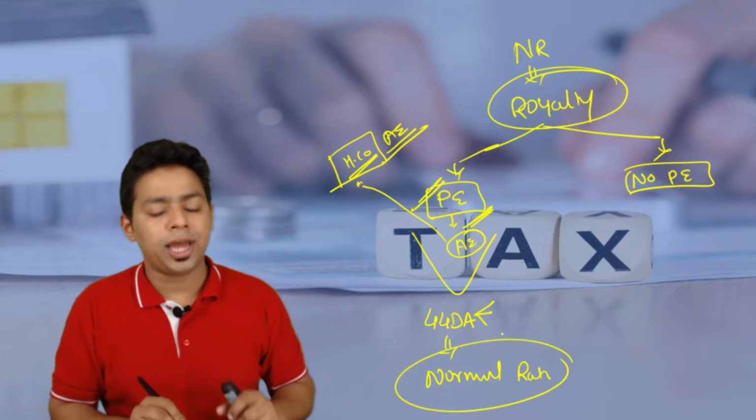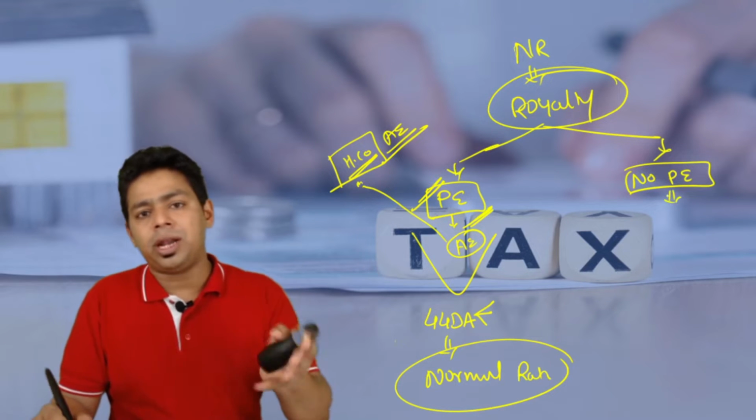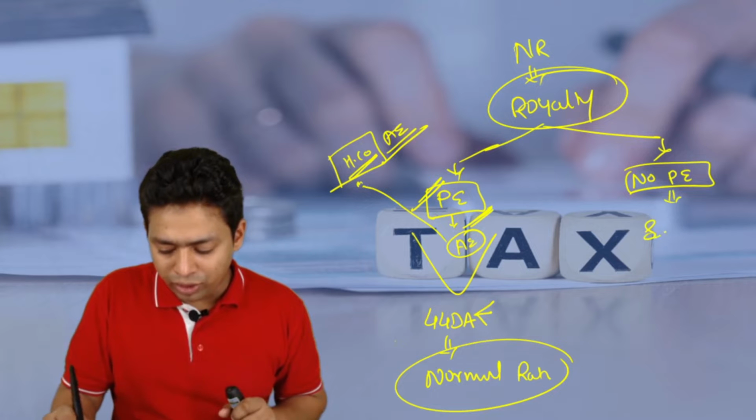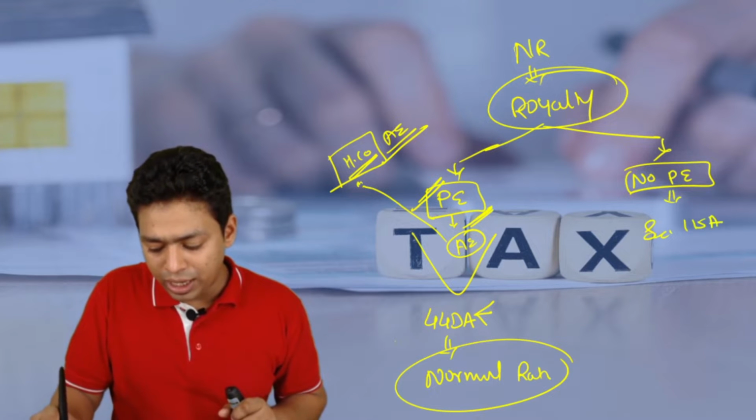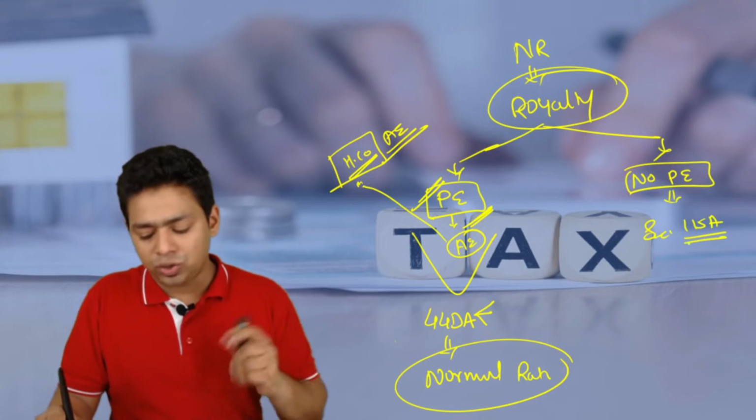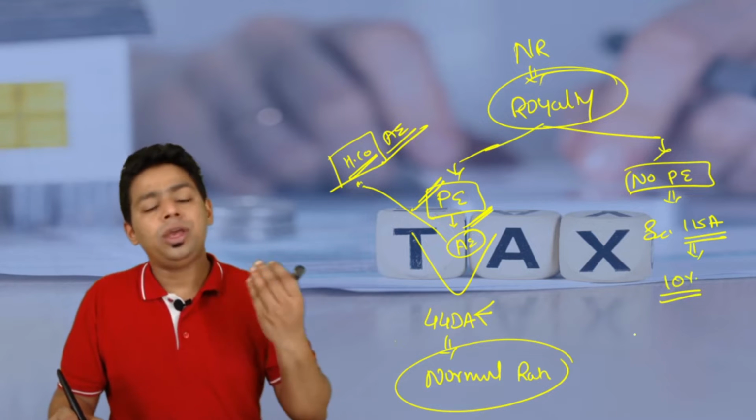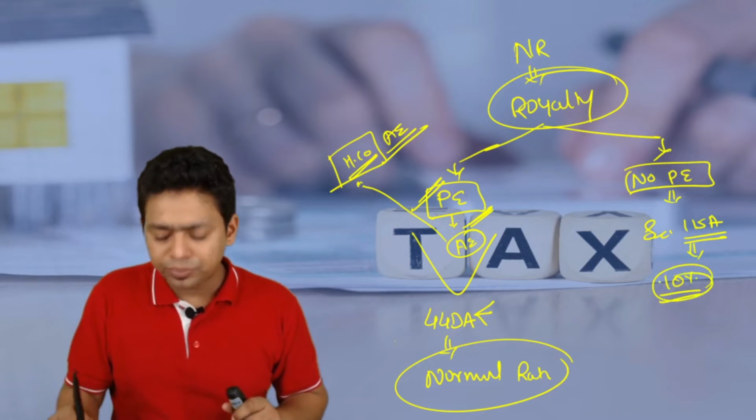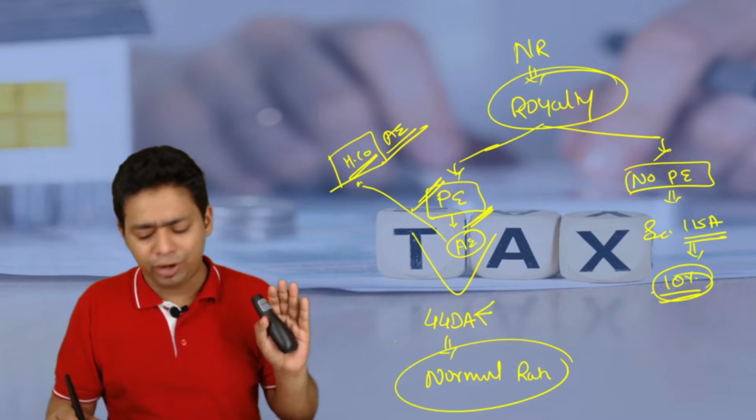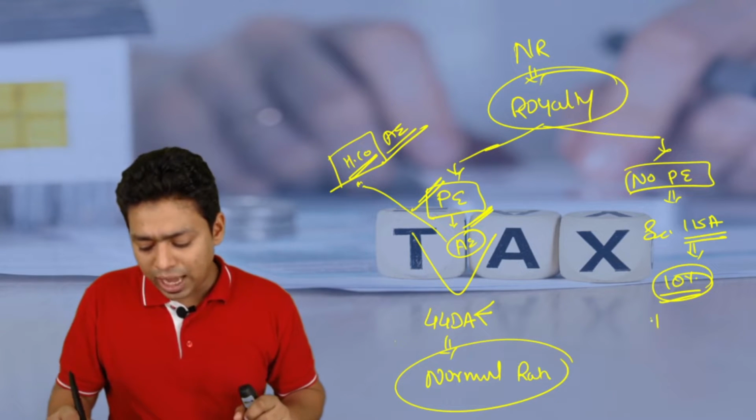This is the one scenario. If you are having no permanent establishment in India, later on we will discuss section 115A, a special rate, a concessional rate of tax, that is a 10% tax rate that will be applicable to you. If you are earning a royalty income from India, only 10% income tax we are giving to you, a 10% tax rate.